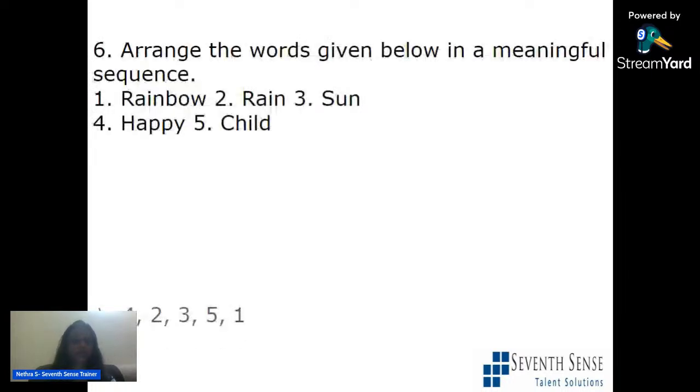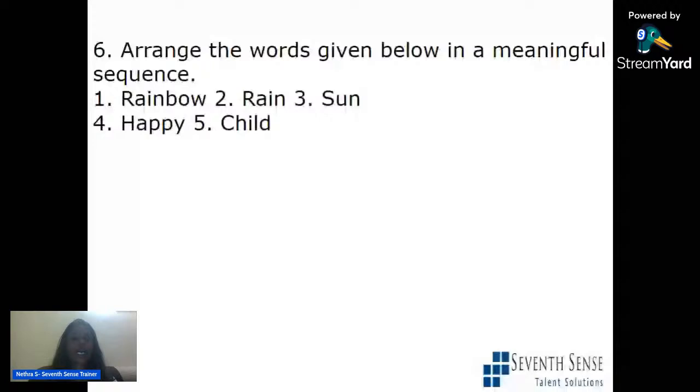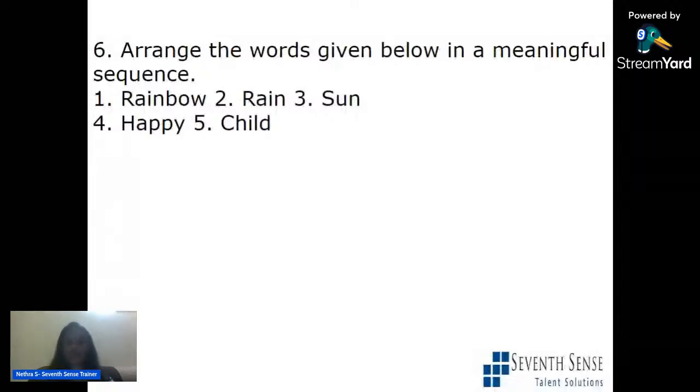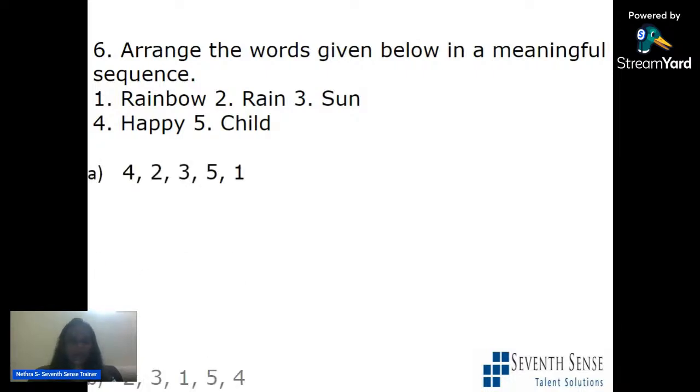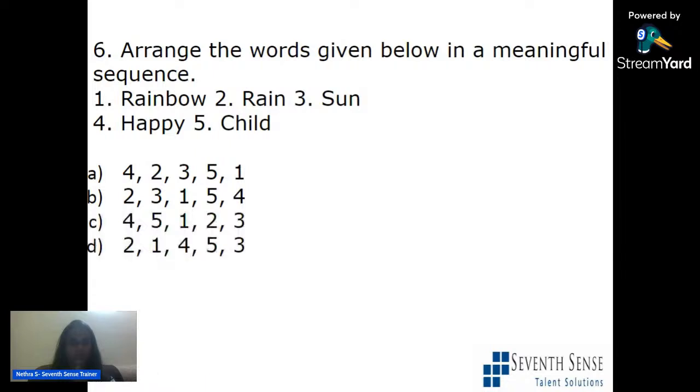Yeah, this is a question. Arrange the words given below in a meaningful sequence. So first word is rainbow, second one rain, third one sun, fourth one happy, fifth one child. And these are your options. So kindly read the question properly and give your answer.